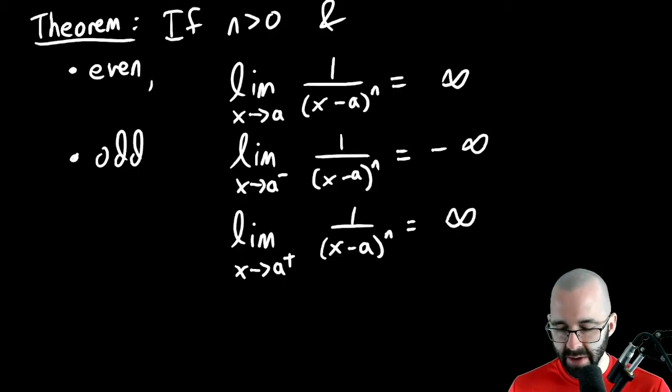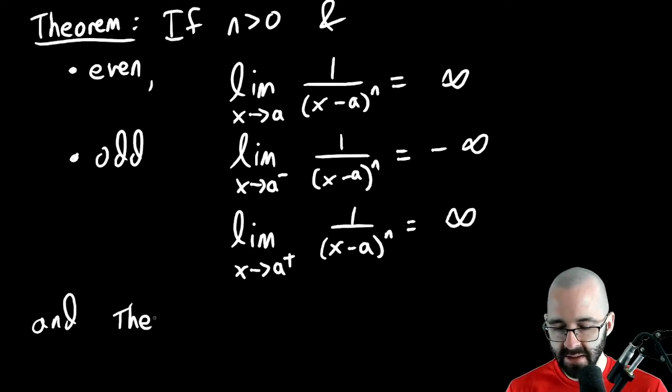So the last thing to include here that I kind of talked about in these cases, part of this theorem, there's a vertical asymptote.